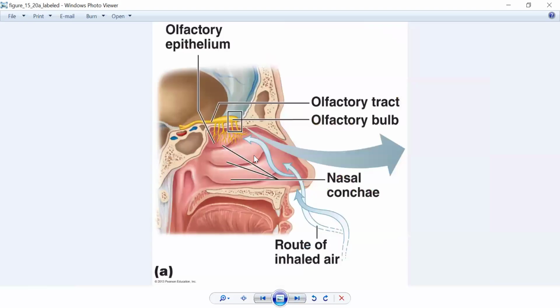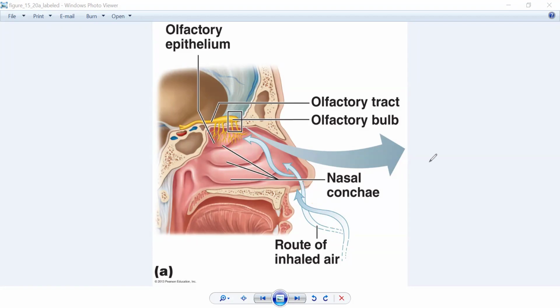And this picture is just kind of reiterating what the book wants you to know, that because the receptors are up high, it may take you inhaling or sniffing gases here to stimulate the receptors for smell. Almost said photoreceptors, no. The ones for smell are olfactory.